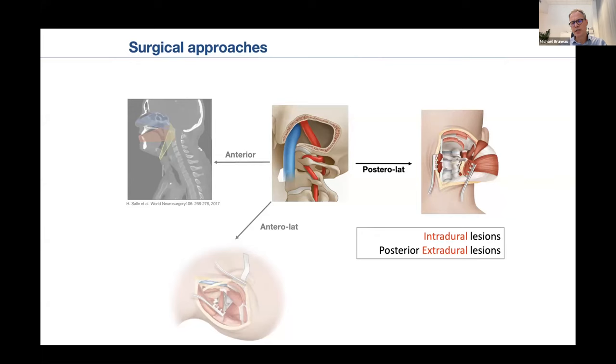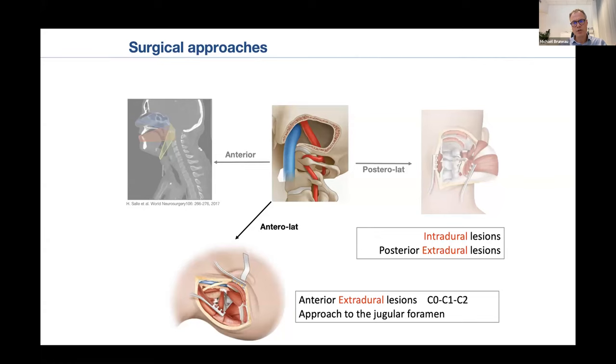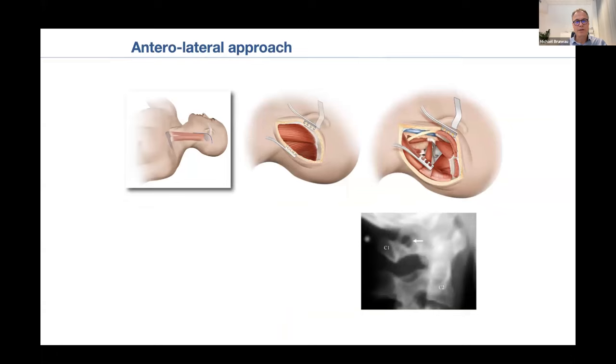Now I will move to the anterolateral approach, which is a little different and is well dedicated for anterior extradural lesions at the craniocervical junction level, also to approach the jugular foramen. What is the difference? The incision is here made along the medial border of the sternocleidomastoid muscle, as it is used for exposing the vertebral artery at the V2 level or even V1.